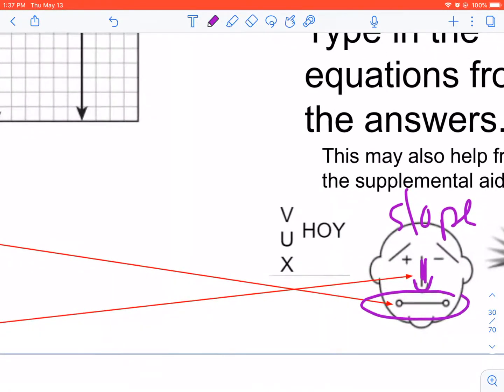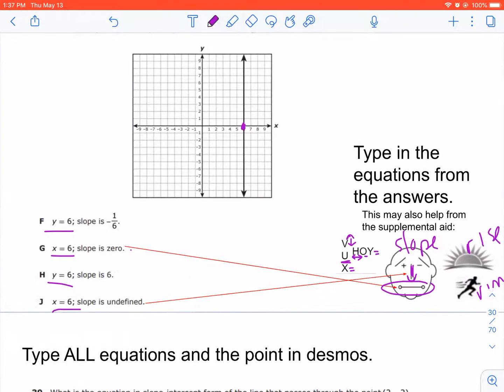You can also use Vux Hoy. Vertical is an undefined slope, and that's x equals. H is for horizontal, 0 slope, and y equals.